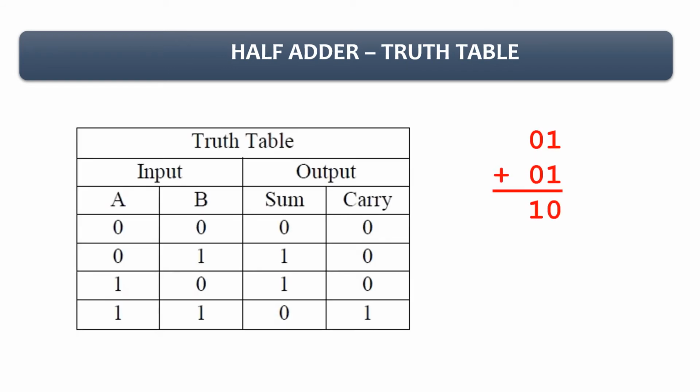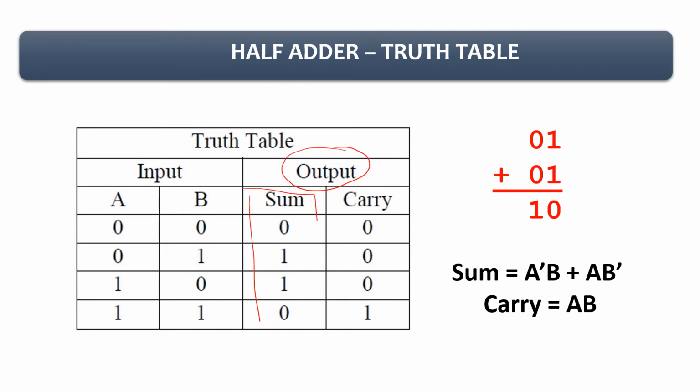Okay, so now we know how to draw the truth table and how to perform the addition operation on bits. Now it's time to frame an expression for your output. Basically, we write the expression for our output only, right? So here we have the output, and in the output we have two columns, sum and carry. So I'll get two different expressions, one for the sum and the second for the carry. Now let's see how to write the expression.